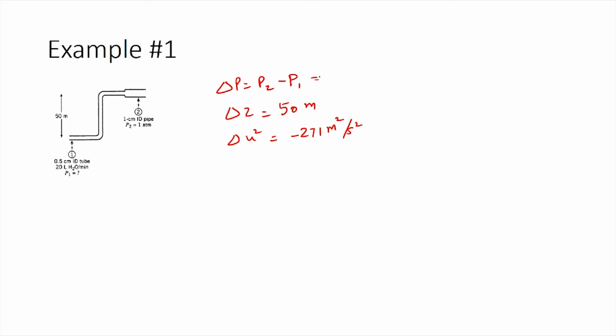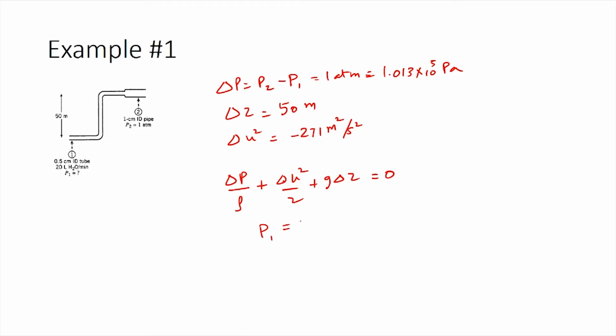Here we already know the value for P1, which is 1 atmosphere, equivalent to 1.013 times 10 power 5 pascals. Now, using this value, we can substitute all of them into Bernoulli's equation, which is delta P divided by rho plus delta U squared by 2 plus G delta Z equals 0. Substituting all these values, we can get the value for pressure at point 1 as 4.56 bar. Please perform appropriate unit conversions to verify if the value I have is correct.